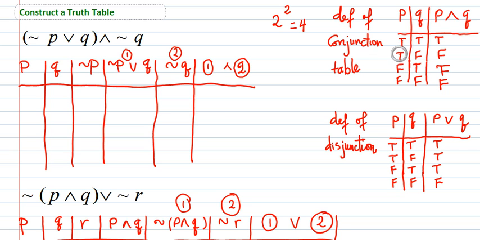So for P I have true, true, false, false. And for Q, you just rotate: true, false, true, false. And here you put the conjunction statement. True and true is true. True and false is false. False and true is false. And false and false is false. For the conjunction statement, the truth table is only true when both are true. The rest is false.